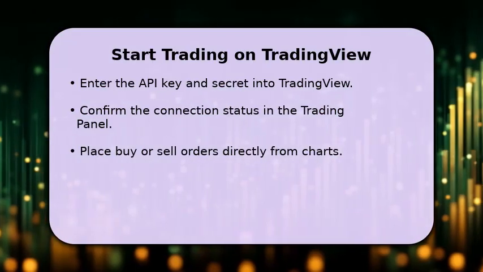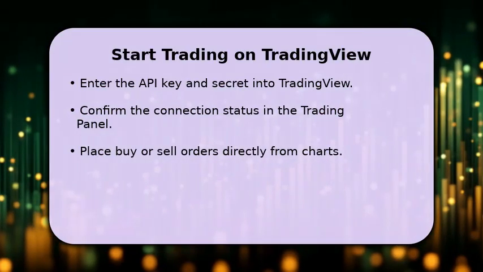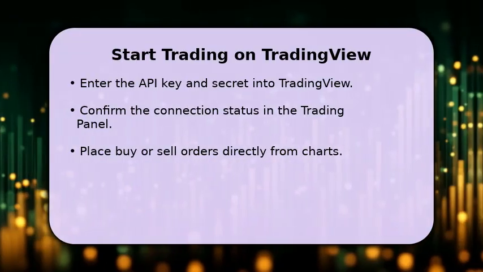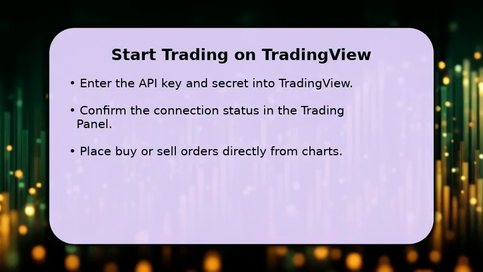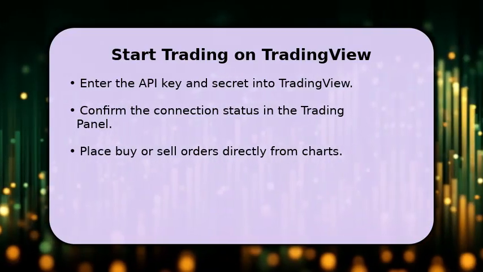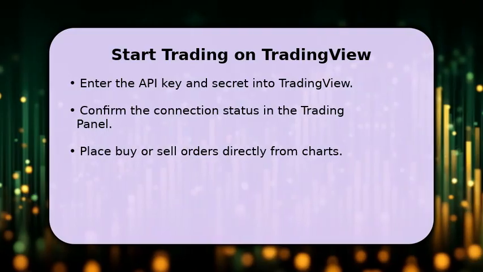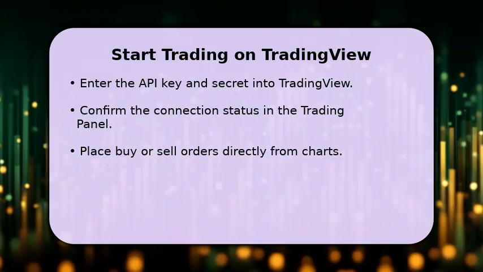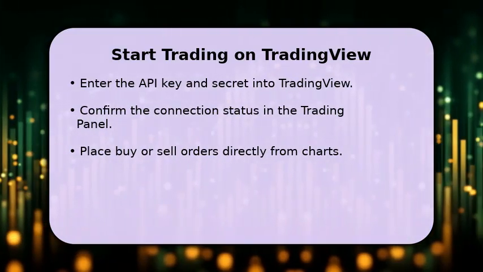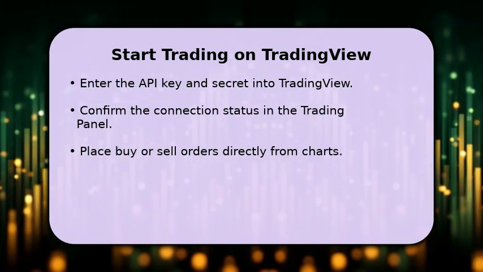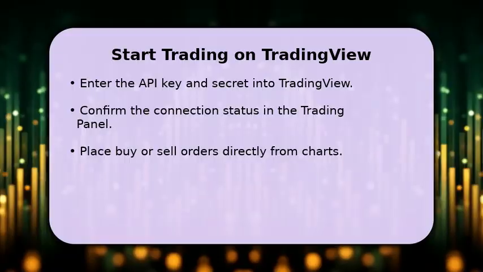After generating your API key and secret on Binance, return to TradingView and input these credentials into the designated fields. Once entered, confirm the connection. Your trading panel should now display your Binance account balance and open positions. You can now place buy or sell orders directly from your charts, managing your trades with precision and efficiency.